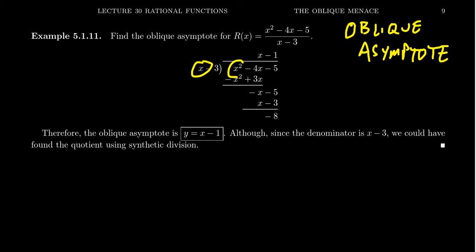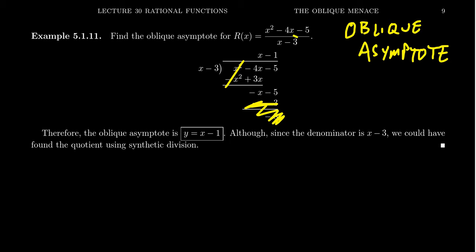X goes into x squared x many times. If you take x times x minus 3, you'll get x squared minus 3x. Subtract that, you're going to get negative x squared plus 3x. The x squares cancel. Negative 4x plus 3x is a negative x. You then rinse and repeat. X goes into negative x negative 1 times, for which you can go through the details to find the remainder of negative 8 if you want to, but we don't need that. Again, we don't need anything past this point. We now have our oblique asymptote, y equals x minus 1.